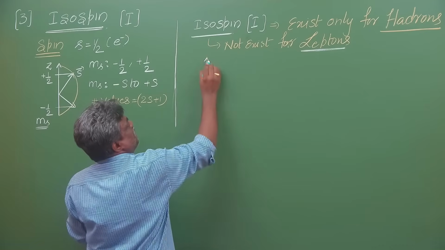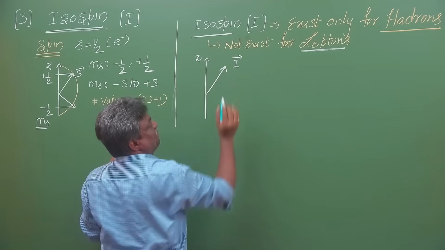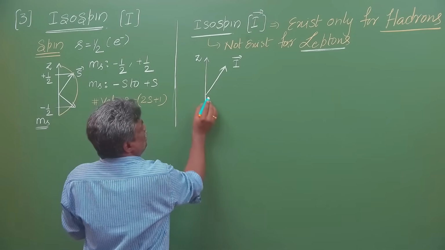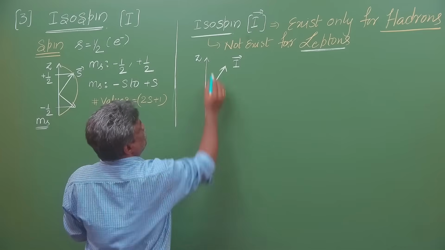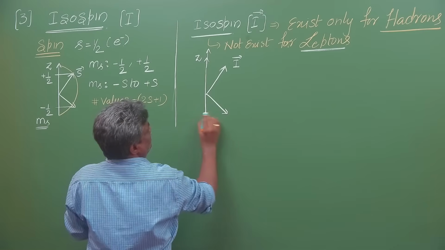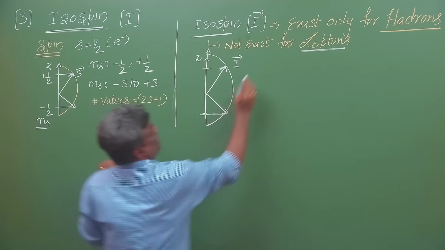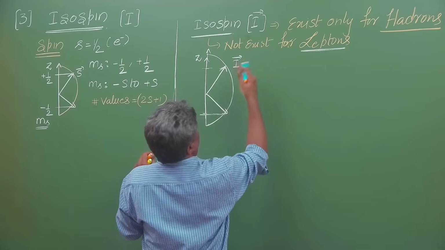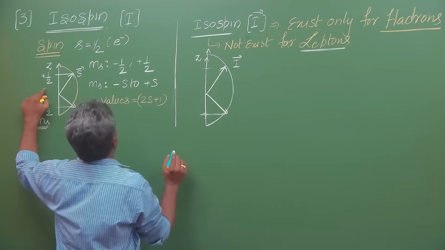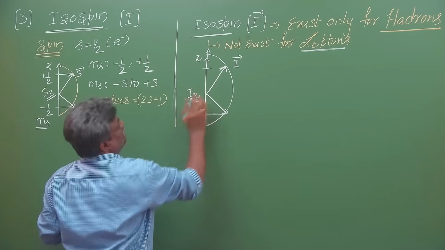This is the reference z-axis and this is the isospin vector. I hope now you understand. It is a vector. So this is also having some projections, just like this. These projections are called IZ. Here we said SZ, and here what we call IZ. That I will come to later.